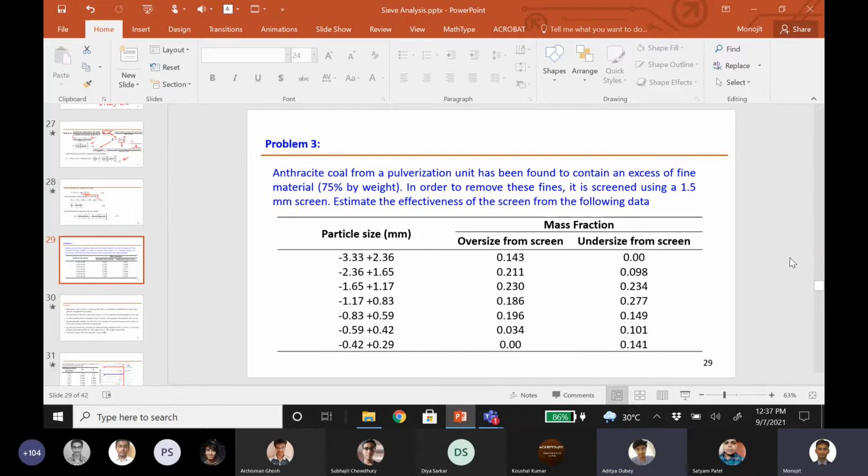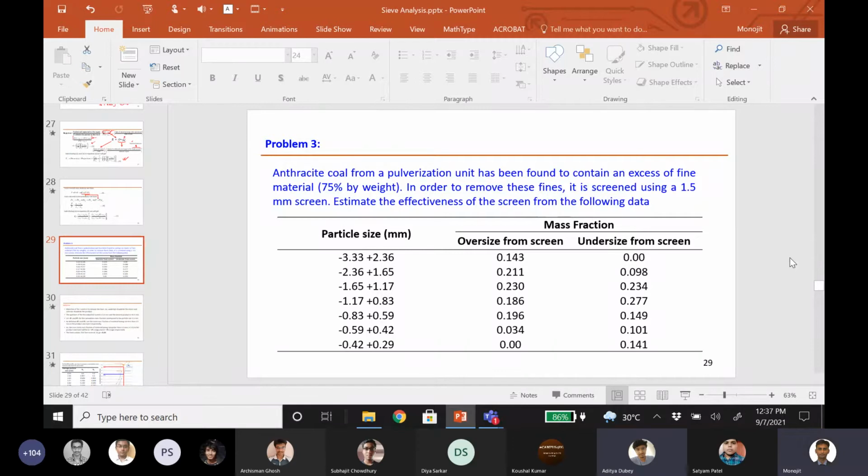Okay, sir. So, sir, why are we using so much data? We can simply... How can you do it simply? One sieve which allows particles of 1.5 to pass, and the other which does not. So just 2 rows would suffice.